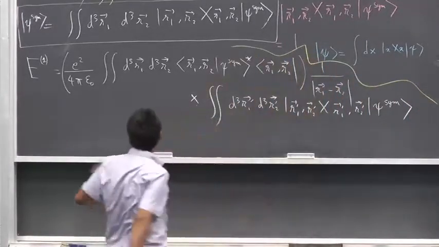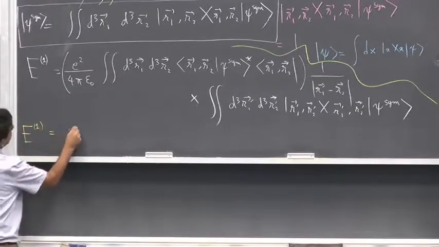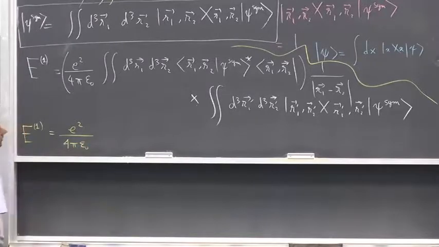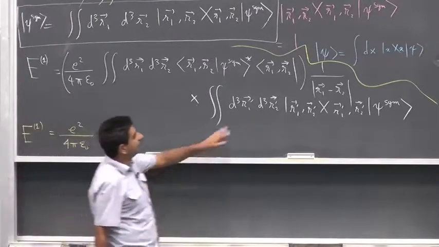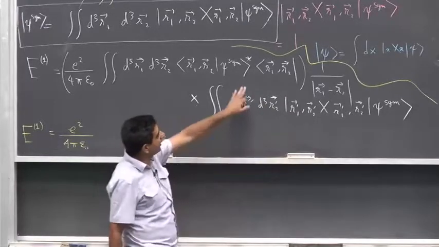This is what I need to calculate. This is the first order correction to the energy. So I can rewrite this as E1, e squared over 4 pi epsilon naught. Now if you notice here, I have a bra here and I have a ket here, and this bra is acting on the ket.